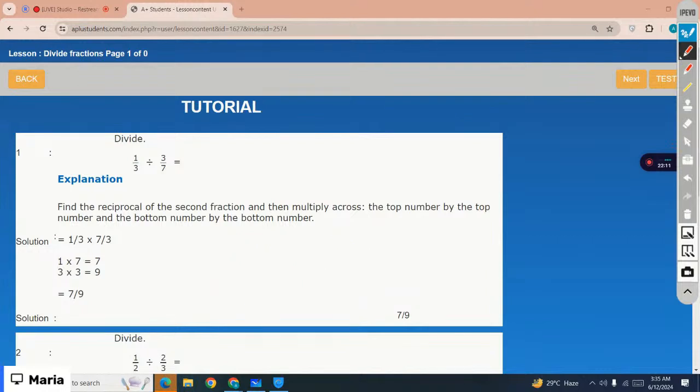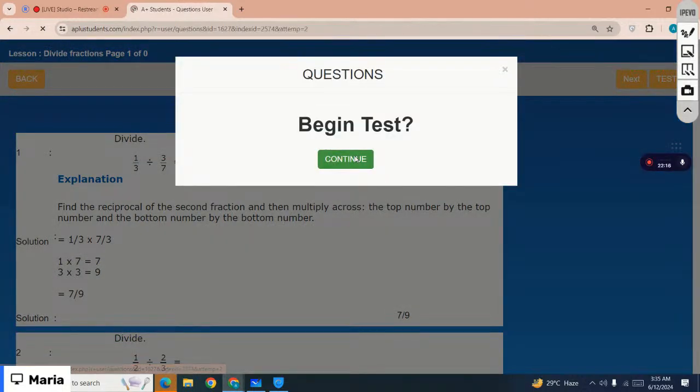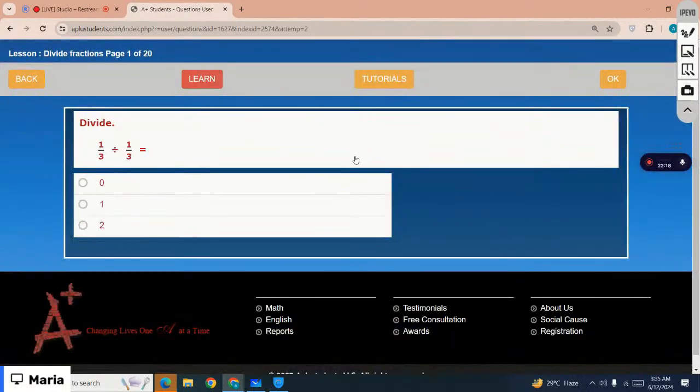Let's just start with the test questions. 1 by 3 divided by 1 by 3.